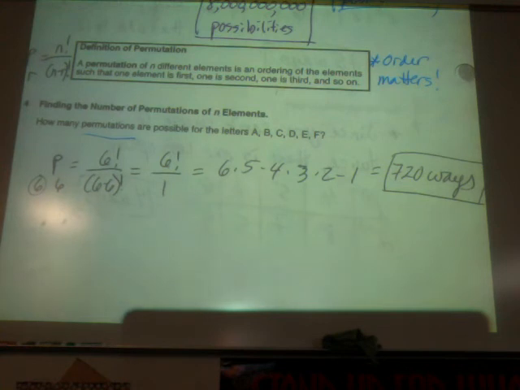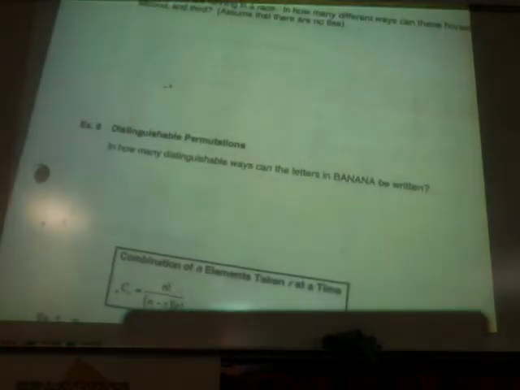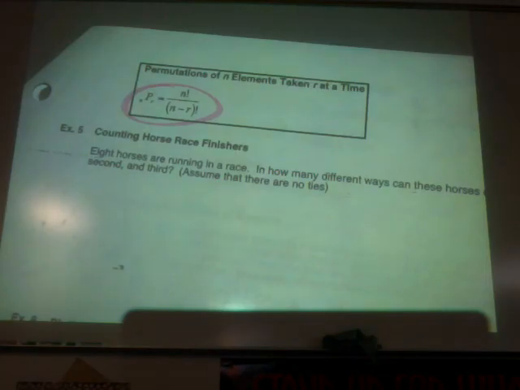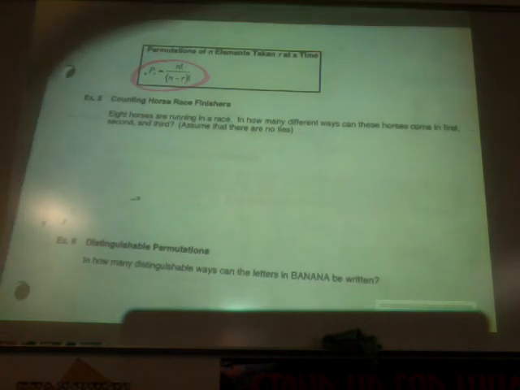All right, and then go to the back page. Oh, look there on the back page. What'd I give you? Okay, there's the formula that I just taught you about, right? So look at the difference in this type of problem. I've got 8 horses running in a race. Would order matter? Yes. In how many different ways can 3 horses come in first, second, and third? Well, I have 8 horses running in the race. Let's think about this. Assume that there are no ties.